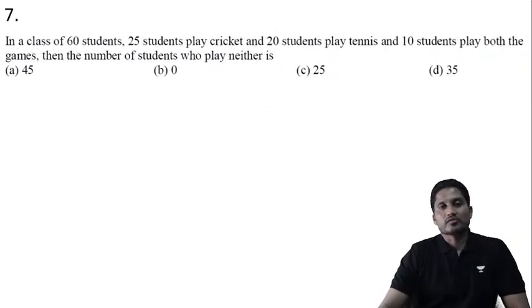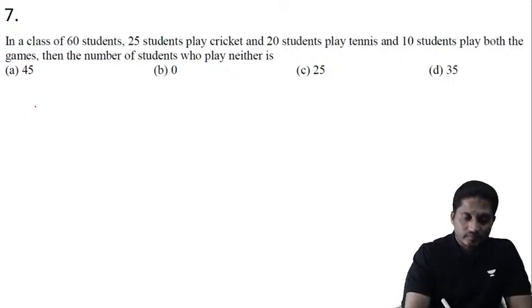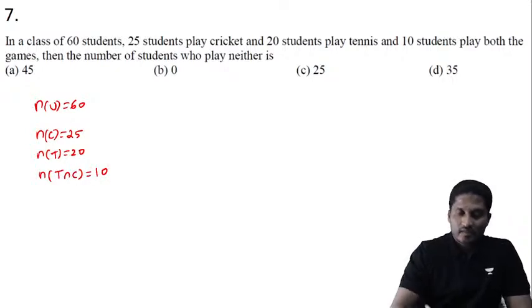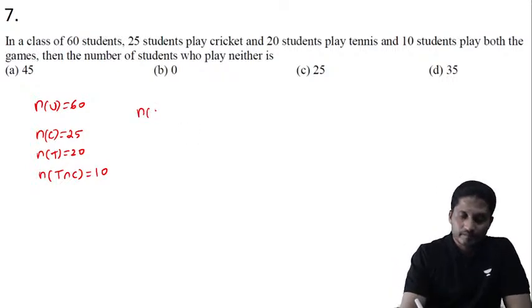In a class of 60 students, 25 play cricket. So this is the universal set, 60. Cricket is 25. Okay, and then tennis is 20. 10 play both the games. That is, tennis and cricket is equal to 10. Number of students who play neither. That is neither tennis nor cricket. That is equal to n of (t union c) whole dash.